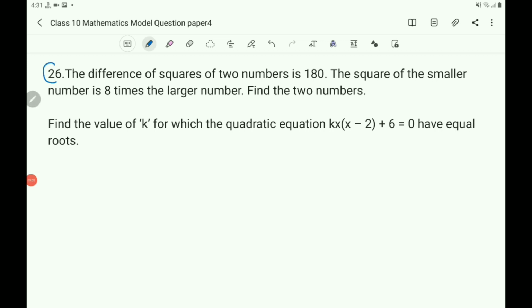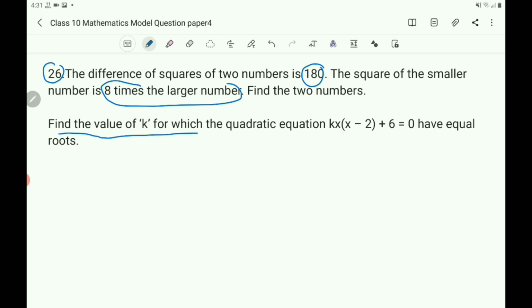26th question. Question number 26. The question is, the difference of squares of two numbers is 180. The square of the smaller number is 8 times the larger number. Find the two numbers. It is a choice question. One more question is there. Solve any one of these two questions. So what is that second question?